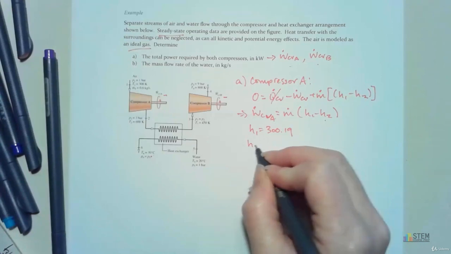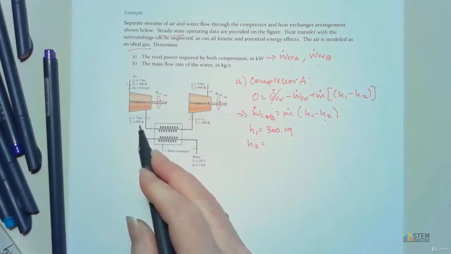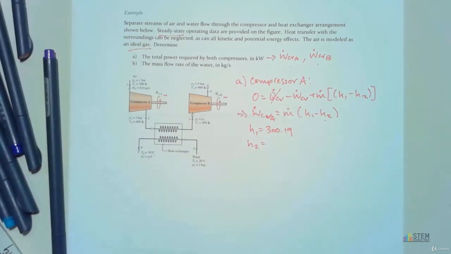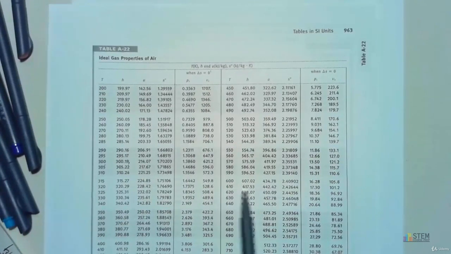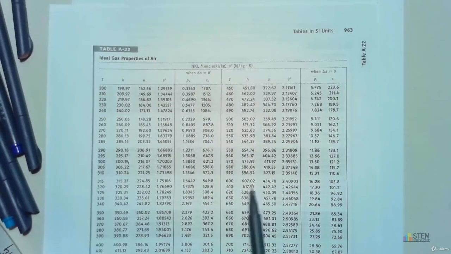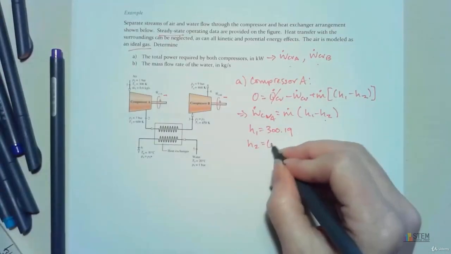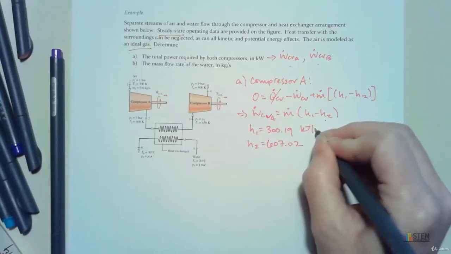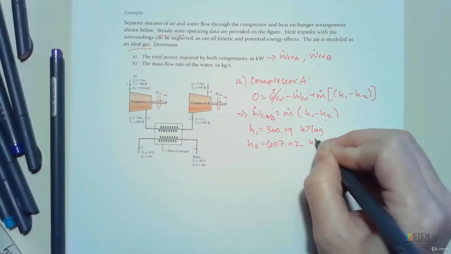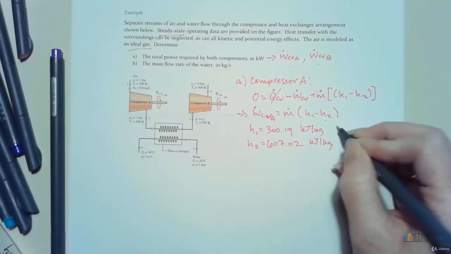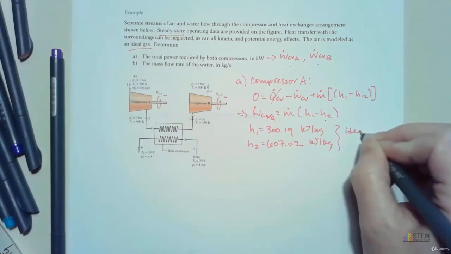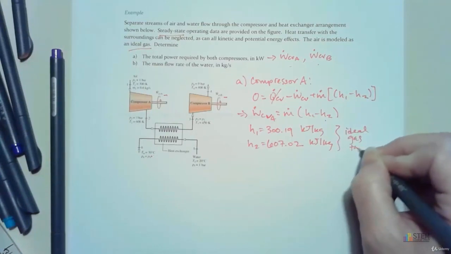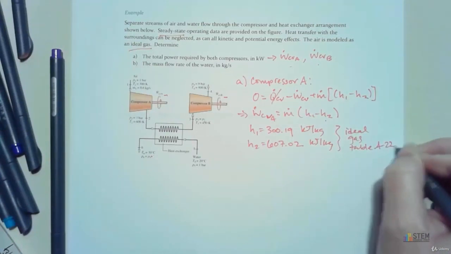And then for h2, we have a different temperature. We're at 600 now, so our temperature went up, which means our enthalpy is going to be 607.02. Let's write that one down. And the units for both of these are kilojoules per kilogram. And again, these come from the ideal gas table, which is A-22.